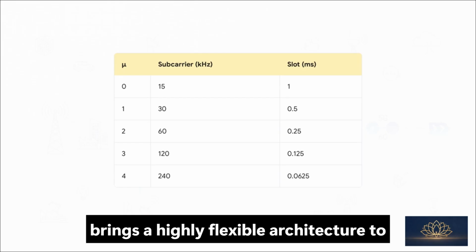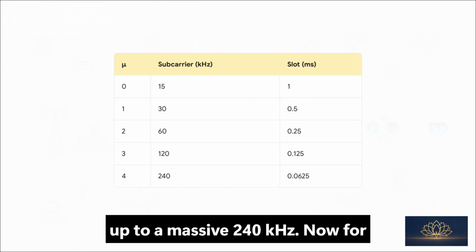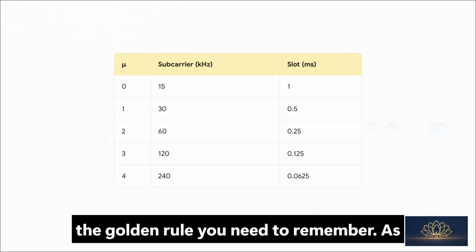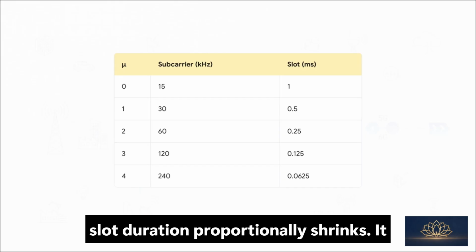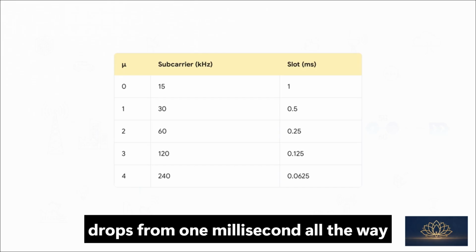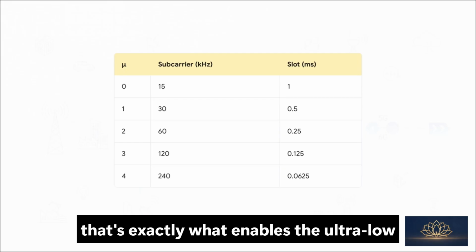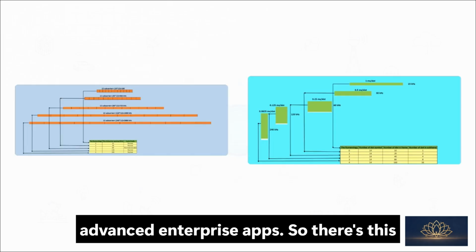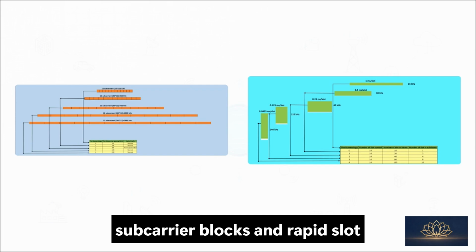Now, unlike legacy LTE, which was pretty rigidly locked into a 15 kHz subcarrier spacing, 5G New Radio brings a highly flexible architecture to the table. We're talking about subcarrier spacing that scales all the way from 15 kHz up to a massive 240 kHz. Now, for your problem-solving assessments, here is the golden rule you need to remember. As the subcarrier spacing scales up, the slot duration proportionally shrinks. It drops from 1 millisecond all the way down to a blistering 0.0625 milliseconds. This specific mathematical trade-off is exactly what enables the ultra-low latency communication you need for advanced enterprise apps. So there's this exact inverse relationship between wider subcarrier blocks and rapid slot durations.